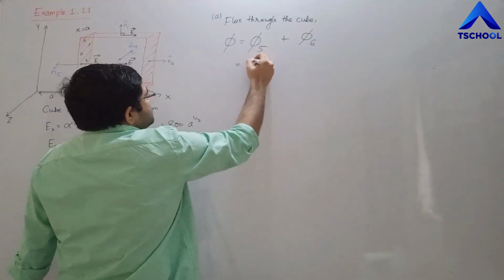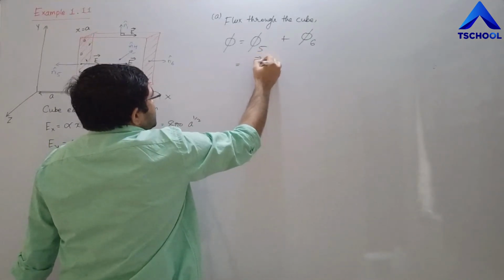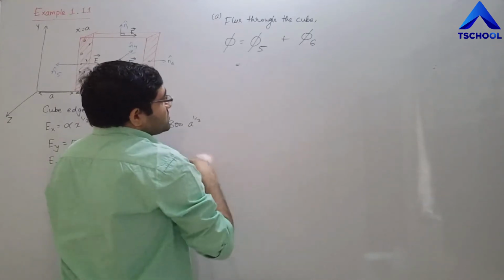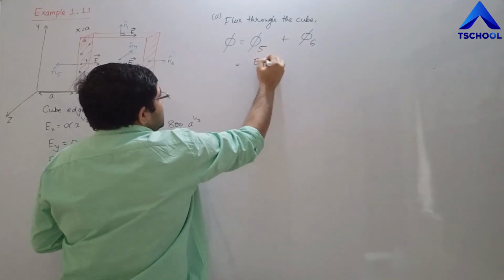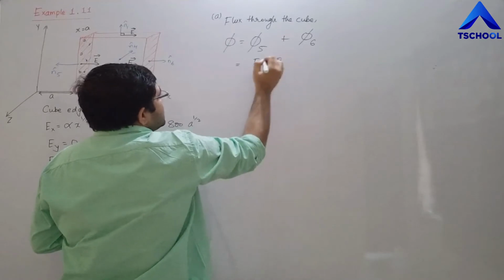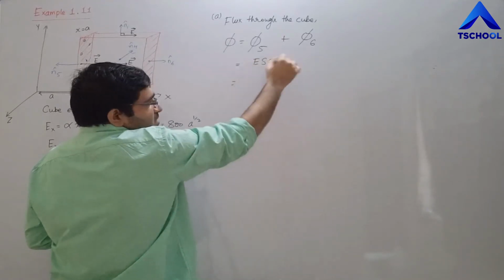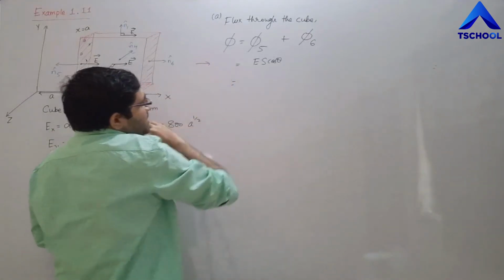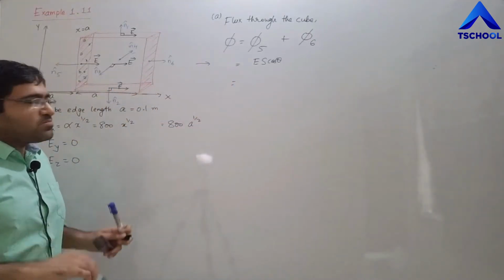E vector dot S vector, that's what you could do. Or you could do Es cos theta. I'm going to do it by Es cos theta. So Es cos theta, right? This is just a placeholder. I don't mean to write that really. It's okay. Even if you don't write it on your paper, we just have to put the values.